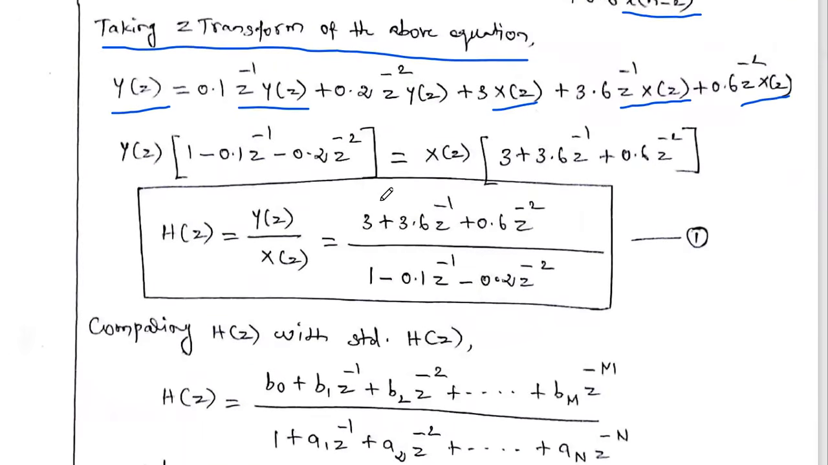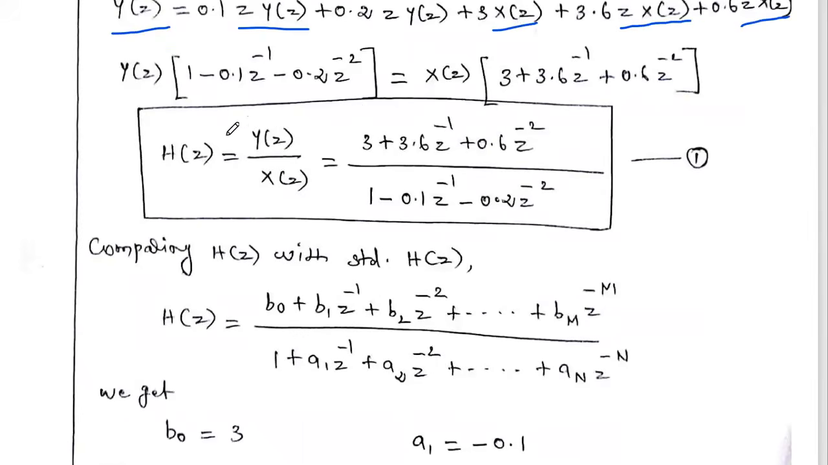That's all. After taking the Z transform, you see the Y of z term is on the left side, and on the right side Y of z is also there, and the X of z terms are also there. So you move the Y of z terms to the left side. Then you take Y of z as common. So we can write 1 minus 0.1 z inverse minus 0.2 z power minus 2. Similarly, taking X of z from the last three terms, we have X of z into 3 plus 3.6 z inverse plus 0.6 z power minus 2.